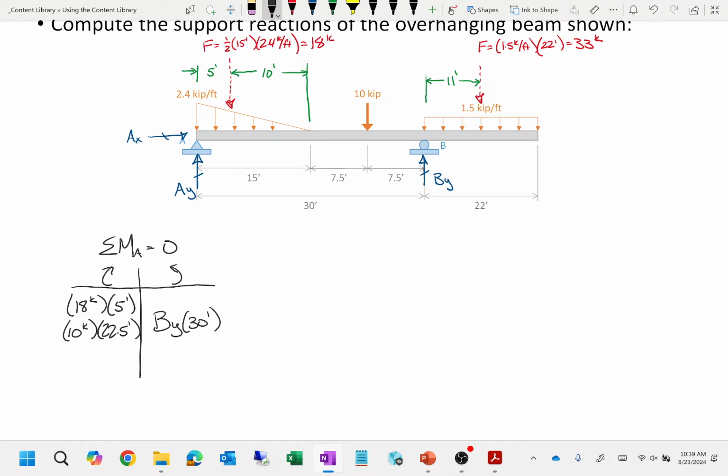Okay. Now let's make sure we get our moment arm right. What is the moment arm going to be? 41, yes, because from AY to BY is 30 feet, so we go 30 feet and then we go another 11. So over here, BY is 30 feet. Let's see if we can be systematic.